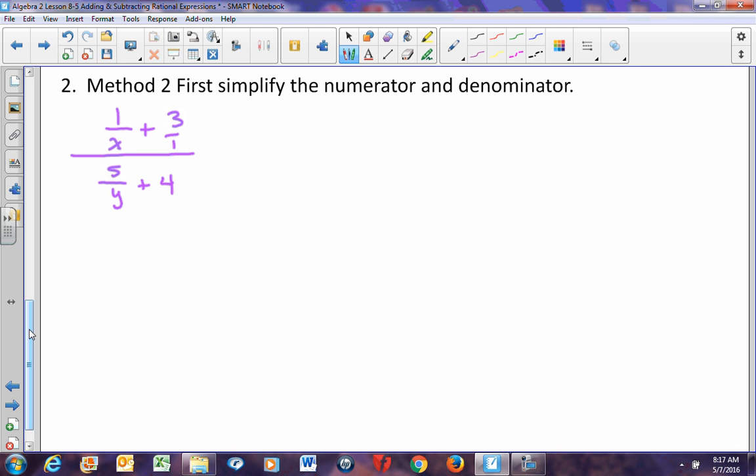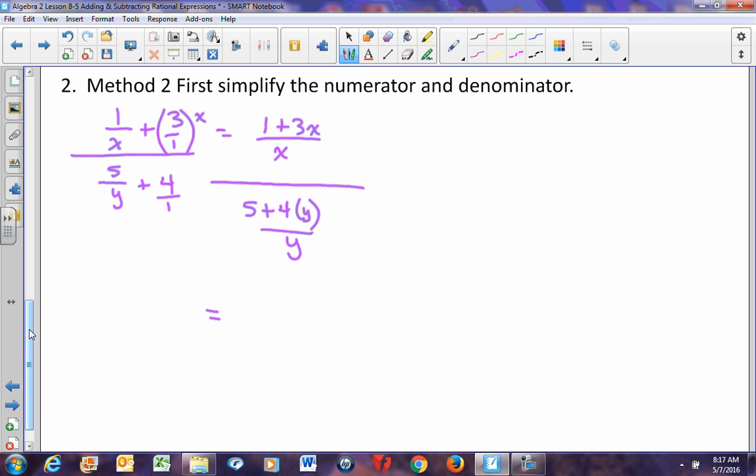So if I looked at this, my common denominator is x. So I need to multiply this by an x. So I have 1 plus 3x, because my common denominator was x. And at the bottom, my common denominator is y, because this is over 1, so I need a y. So it's going to be 5 plus 4 times y.